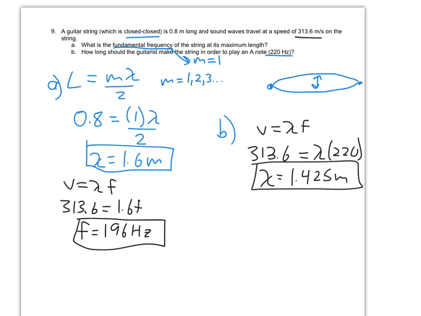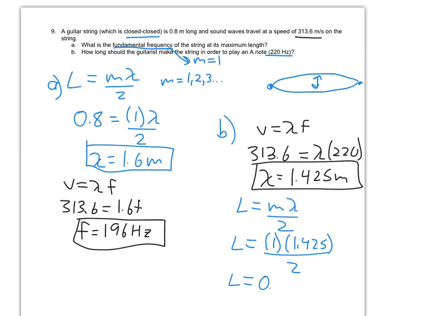From there, we can solve for the length of the string by doing L equals m lambda over 2. We're still talking about the fundamental frequency because we're still concerned with the frequency that we actually hear of 220 hertz. Our wavelength is 1.425, and then we can get our length, and we end up getting 0.71 meters would be the length of the string in this case.